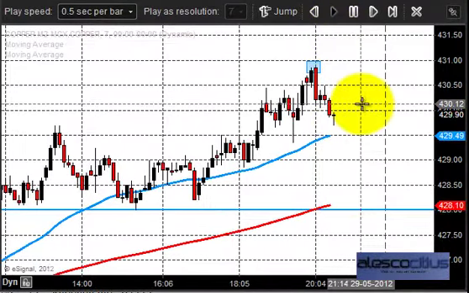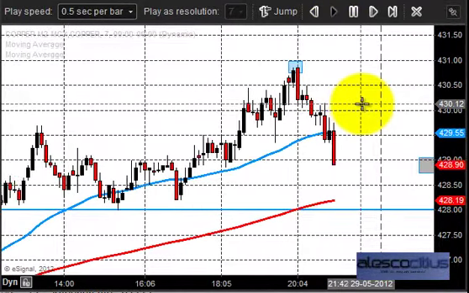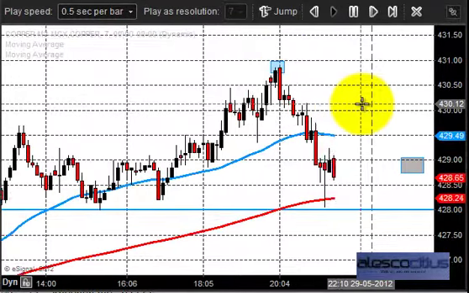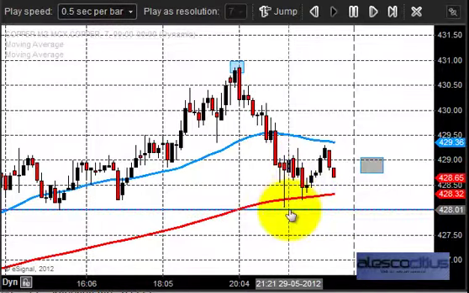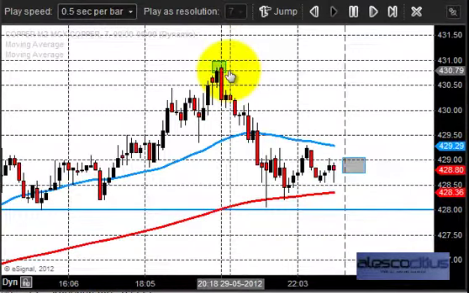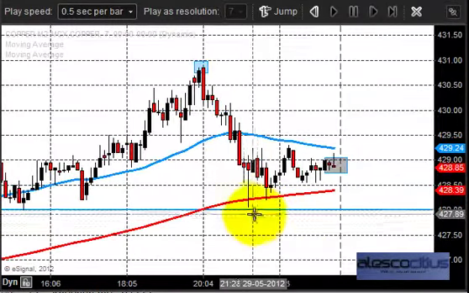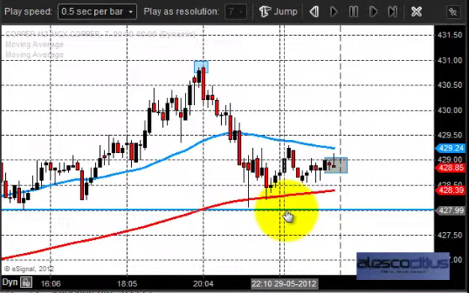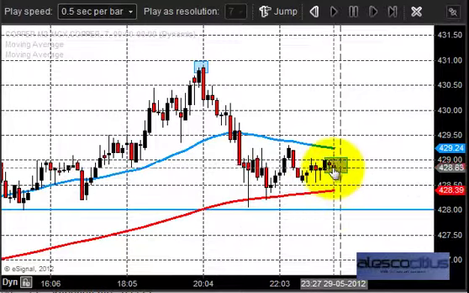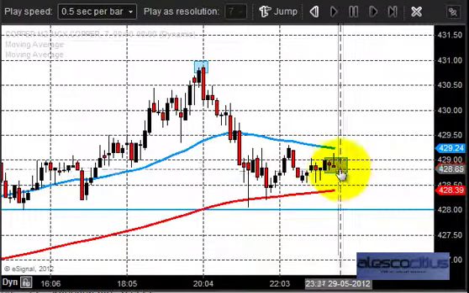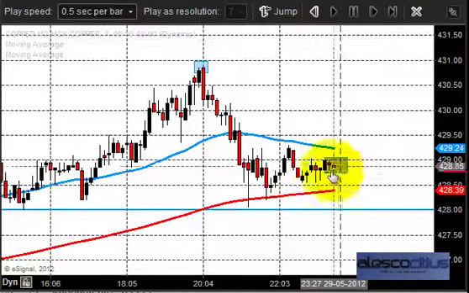So after testing this 431, the market straight away dropped and tested this 428 again. You can see after a huge drop from 431, the market dropped down, and again this 428 has provided some strong support for the copper market, and copper closed around 428.8. This is the zone where the copper market closed yesterday.